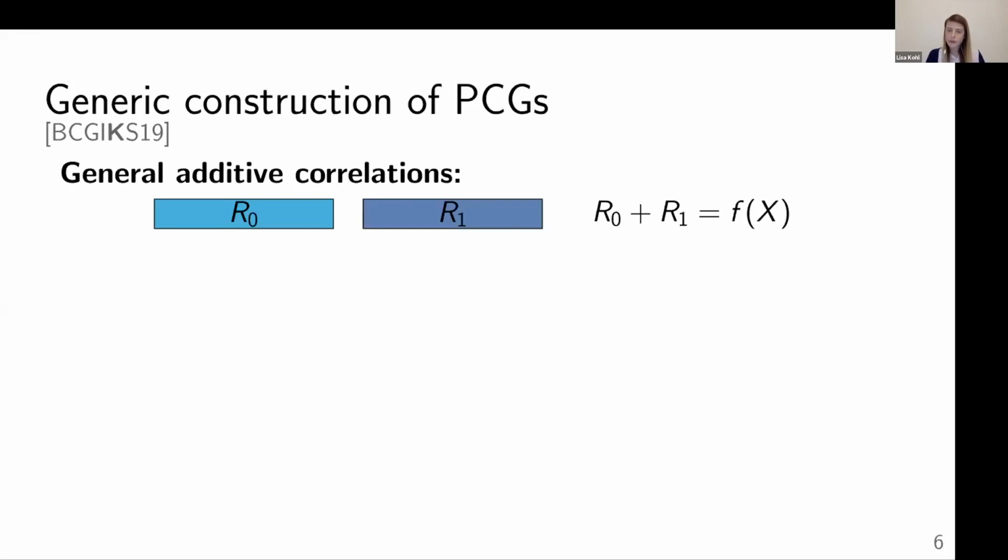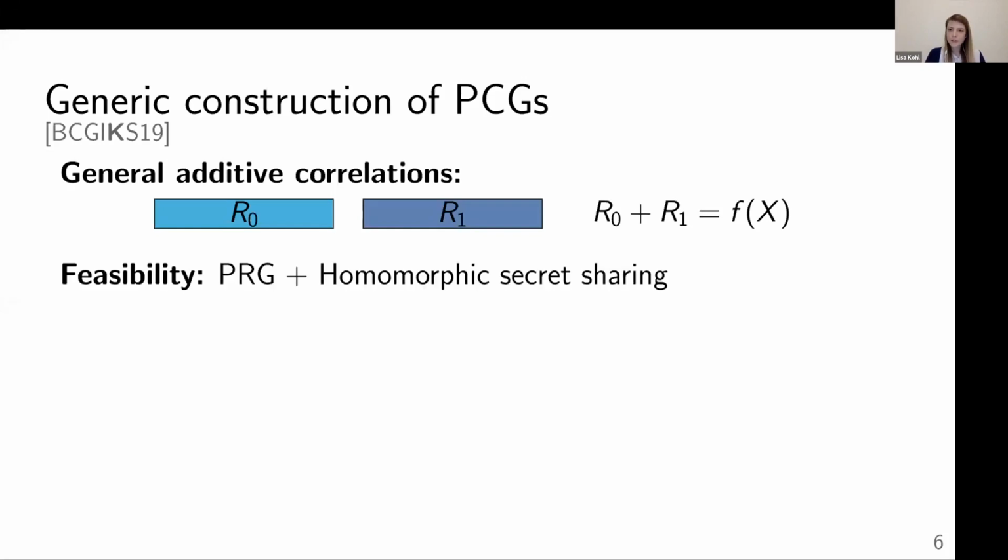I will always just talk about additive correlations. For feasibility, a lot of the talks this week were actually about just feasibility. Here we will have feasibility after this slide, and then the rest of the talk will be about concrete efficiency. You can get a PCG for this correlation if you have a PRG and a suitable homomorphic secret sharing scheme. Homomorphic secret sharing is already something we saw in Ayush's talk on Tuesday.